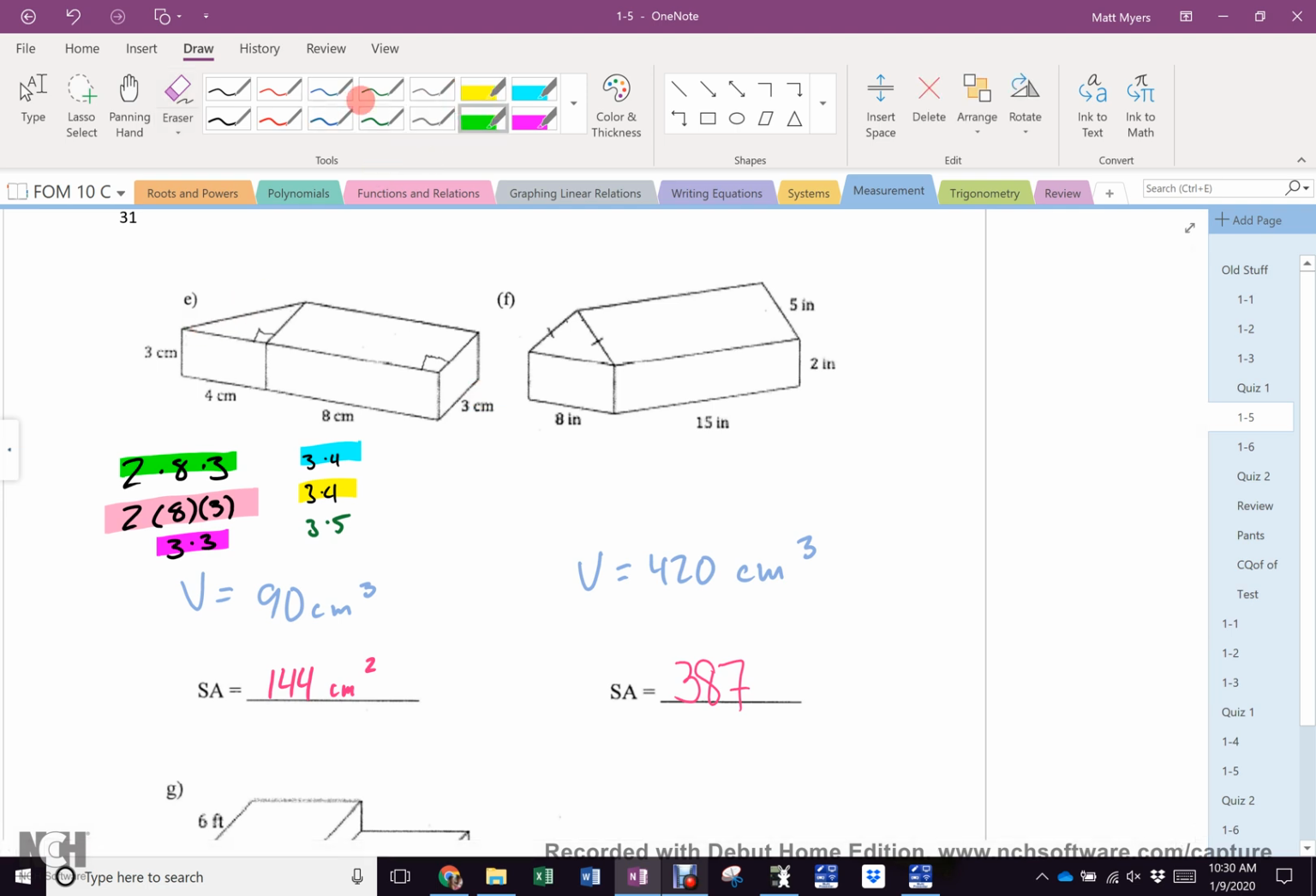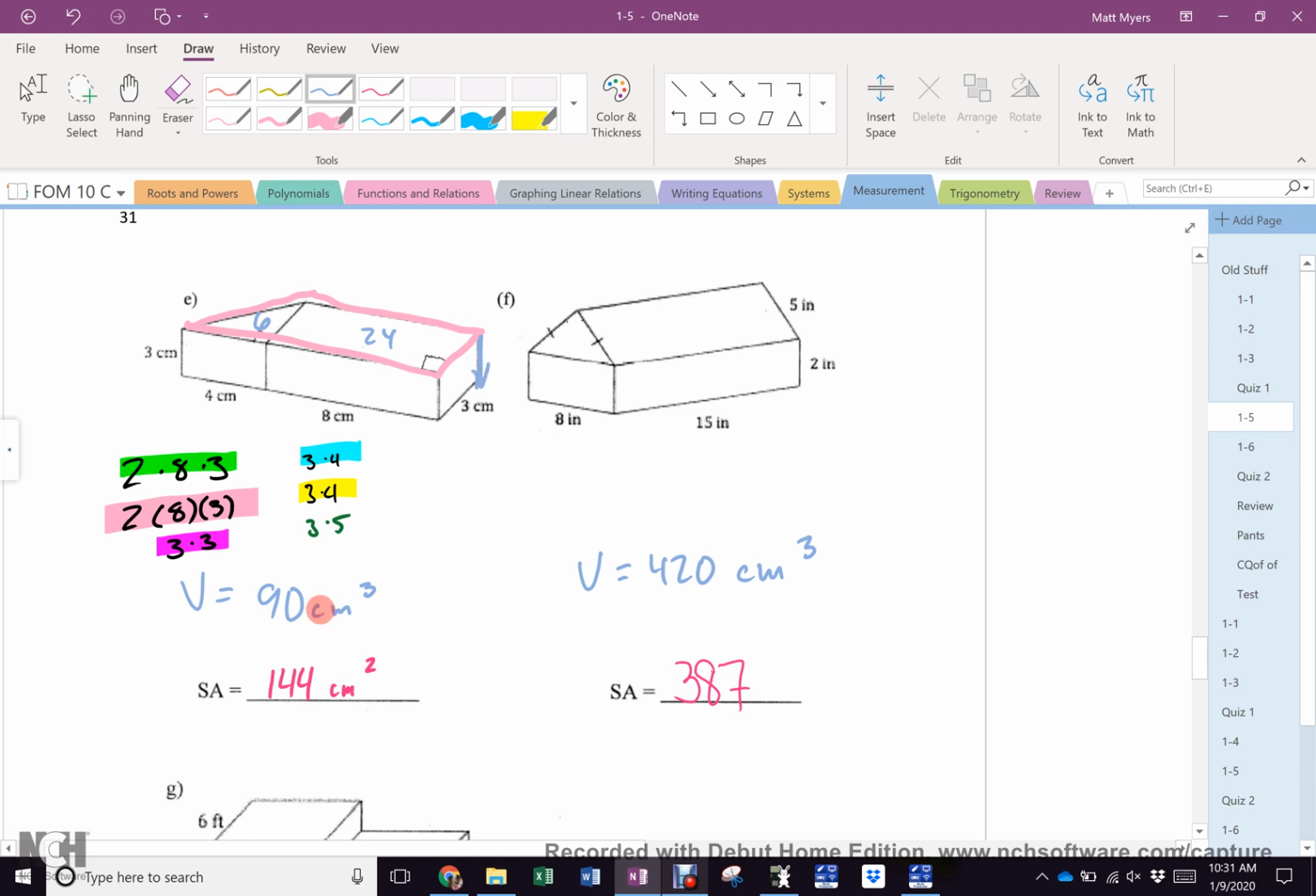Doesn't that shape repeat? Does, doesn't it? This is 8 by 3, 24. This is 4 by 3, divided by 2 because it's half. So that's 6. What's 24 and 6? 30. What's the height? 3, 90.